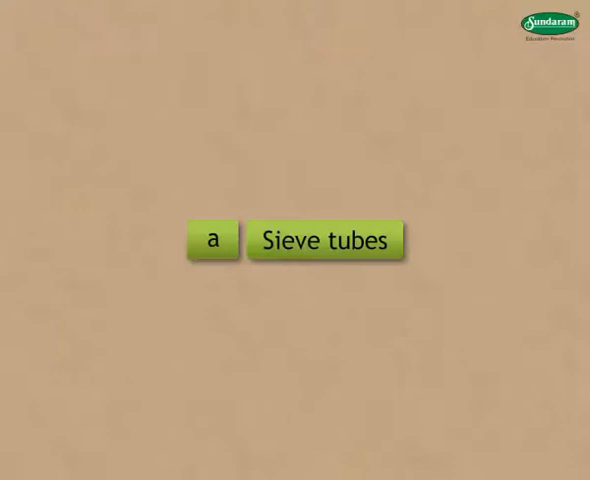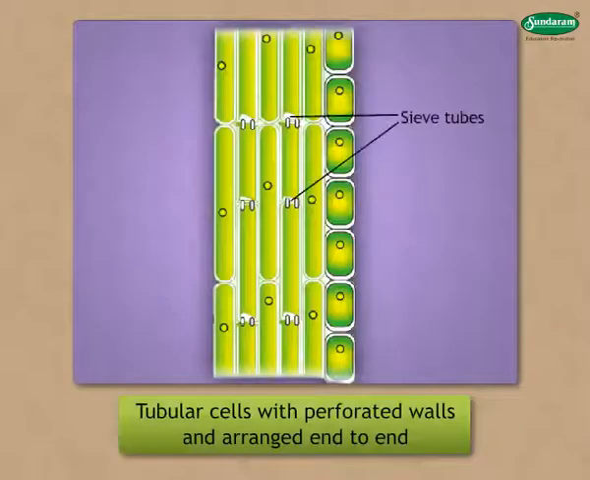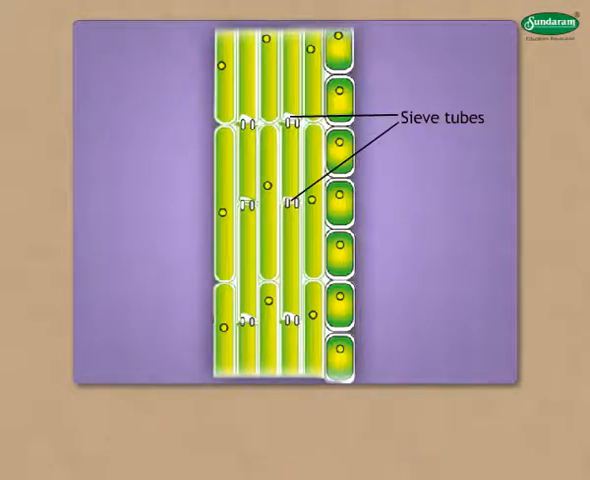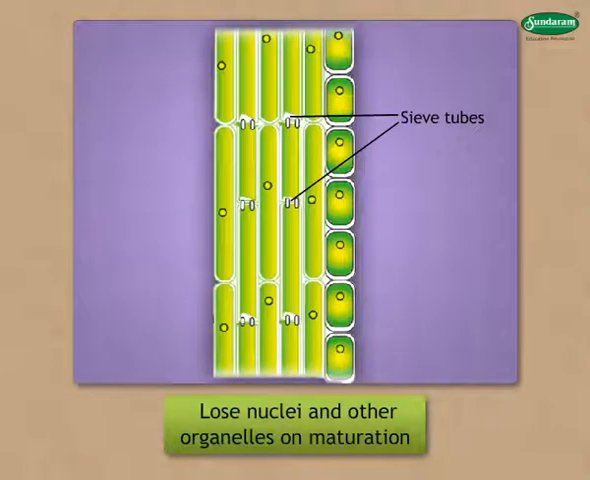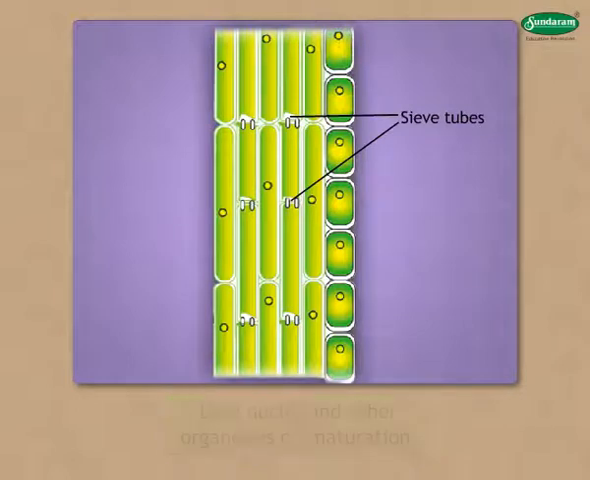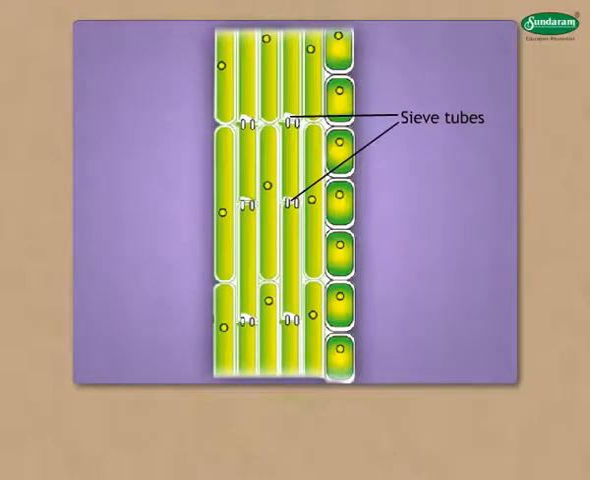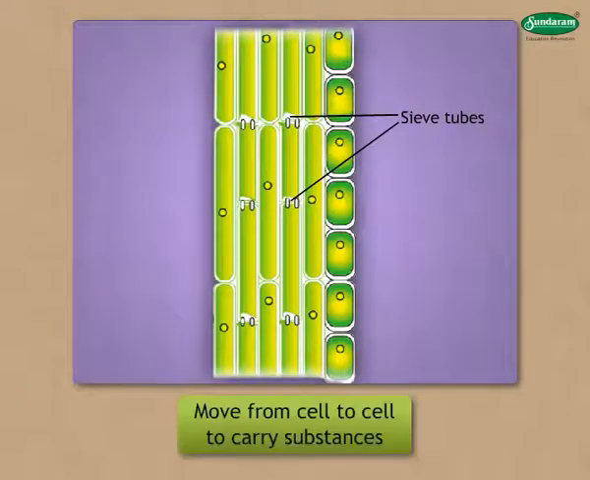A. Sieve tubes. They are tubular cells with perforated walls and arranged end to end. The end walls of the sieve tubes have perforated walls. Material can move through perforated walls from one adjacent cell to another. As the sieve tubes mature, they lose the nuclei and most of the other organelles in cytoplasm. The remaining cell organelles stick to the inside of the cell wall. The rest of the cytoplasm can move from cell to cell to carry substances.